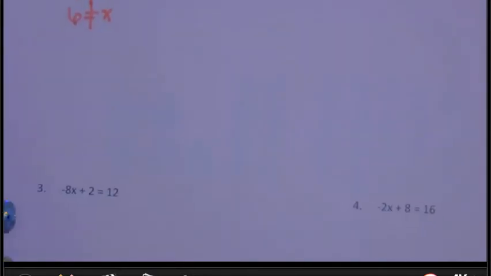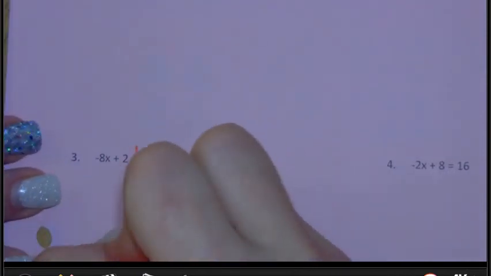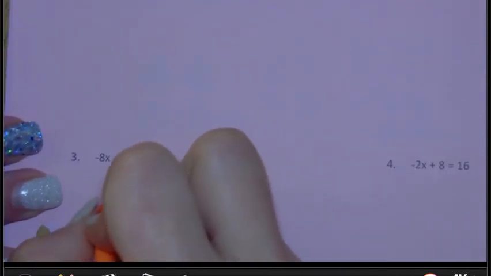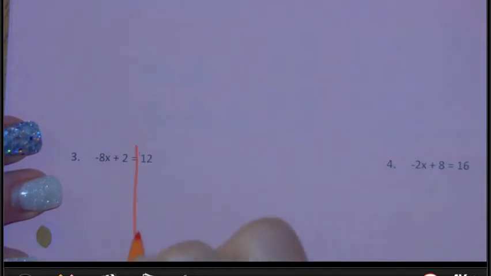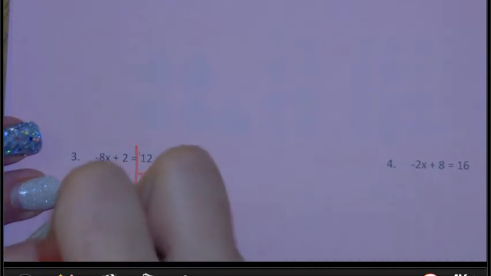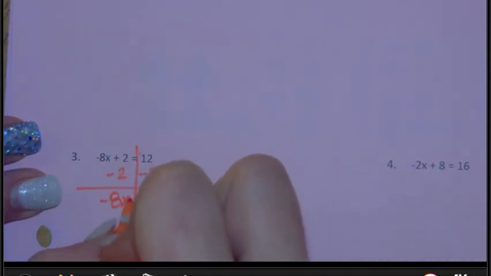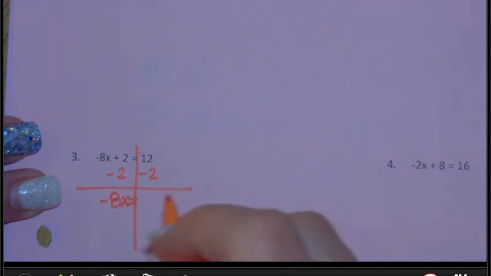Okay. Let's try one more down here. Number 3. Let's try number 3. Okay. So right now I'm adding 2 to both sides. I'm going to take 2 away from both sides. So 2 minus 2 is 0. I'm left with negative 8x is equal to, well, 12 minus 2 is 10.